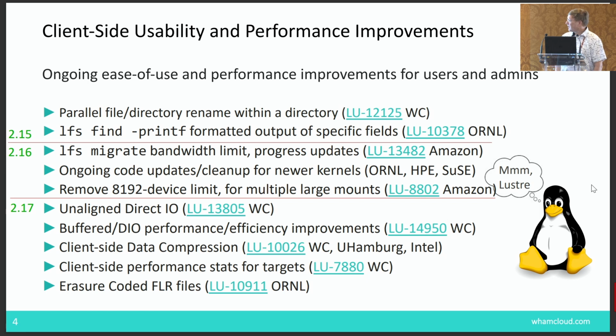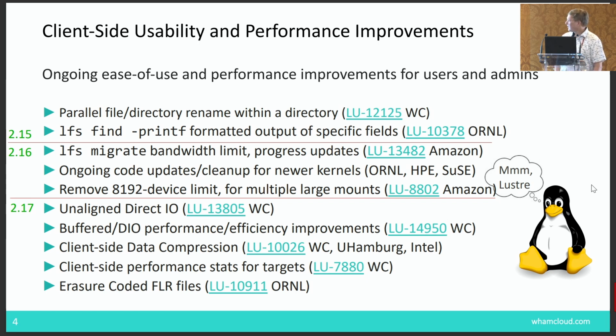LFS migrate, lots of things on the user space in terms of usability. Migrate has a bandwidth limit because we sometimes want it faster, but in cloud environments, you also want it to go slower. So you can say, don't transfer data more than 20 megabytes a second, right? And a steady stream, I mean, there's one line here, code updates for newer kernels, but that's an ongoing task, and it's really been kept up to date quite a bit by Sean Tanchef at HPE.